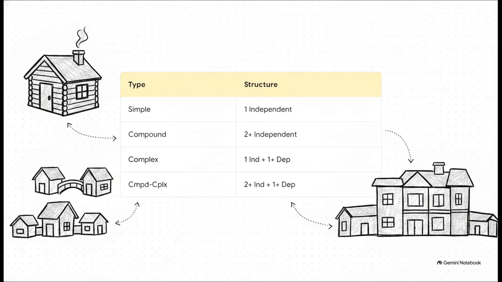A simple sentence has just one independent clause. A compound sentence hooks 2 or more independent clauses together. A complex sentence mixes one independent clause with 1 or more dependent clauses. And finally, the compound-complex sentence combines at least 2 independent clauses with dependent ones. Honestly, it's kind of like upgrading from a one-room cabin to a sprawling multi-room mansion.